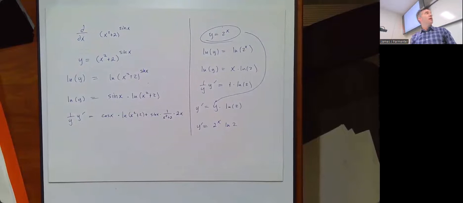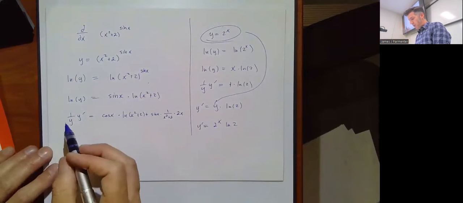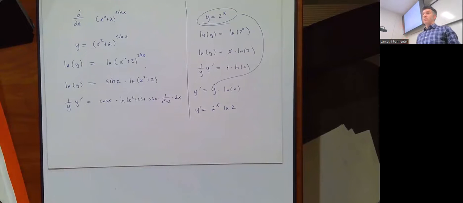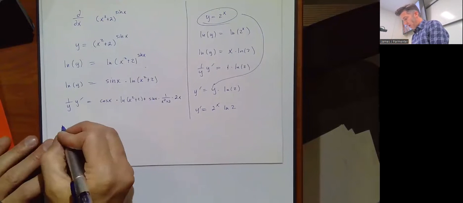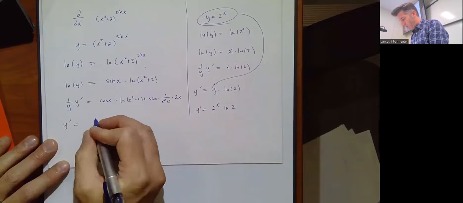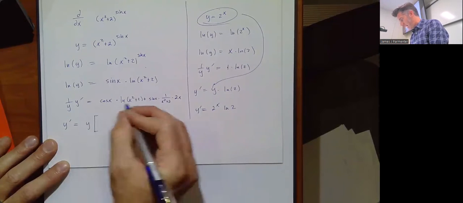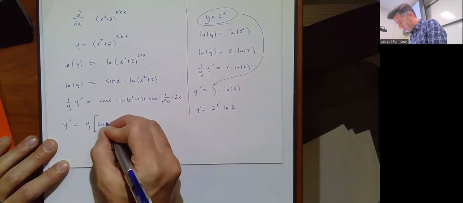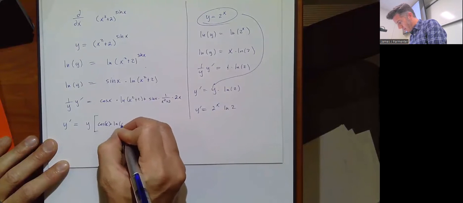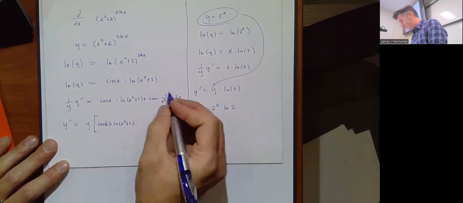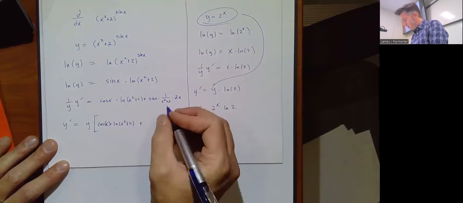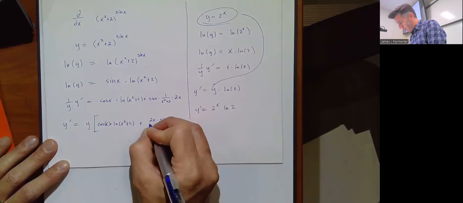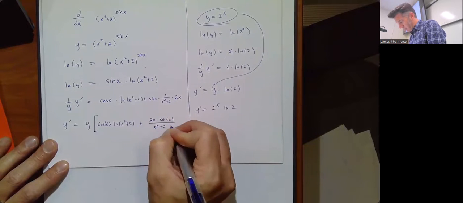And then we are almost done. We just have to multiply both sides by y. I encourage you to do this as one step, but I'm going to do it as two. So I'm going to multiply both sides by y to get y prime equal to y times all this jazz: cosine of x times the natural log of x squared plus 2. I am going to simplify this a little bit and write it as 2x times sine of x all over x squared plus 2, just so it takes up less space.